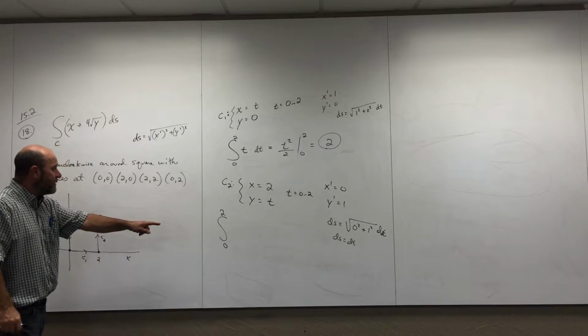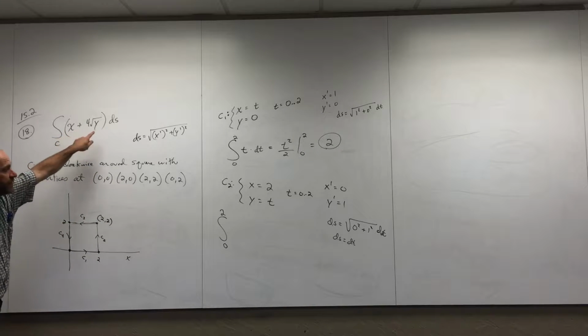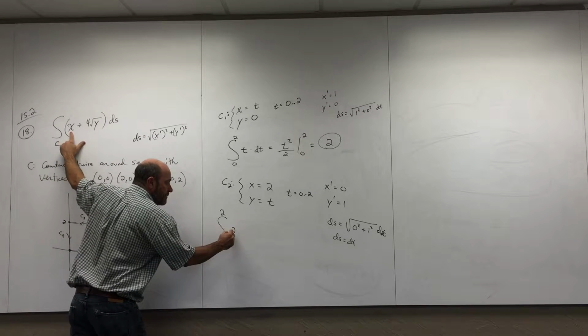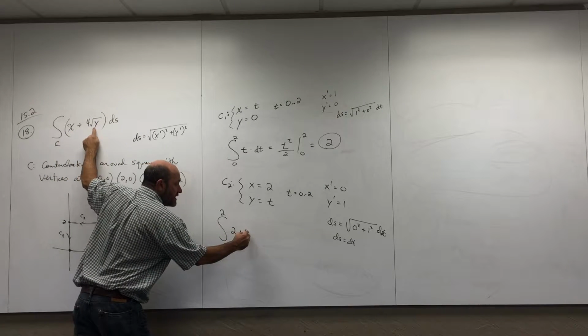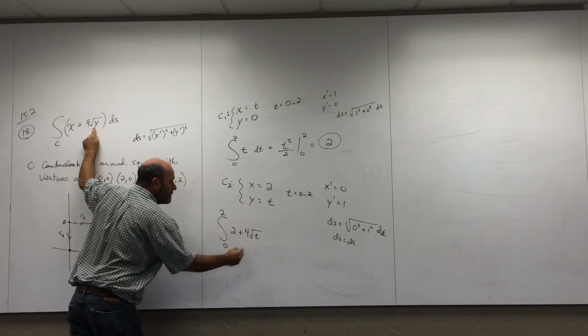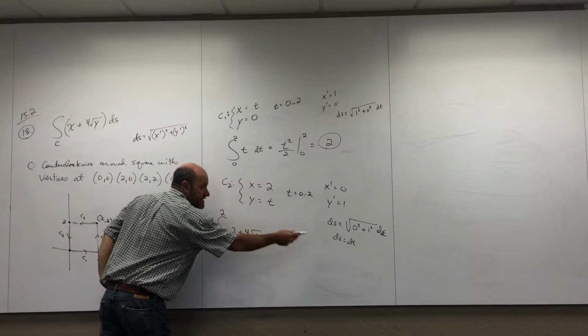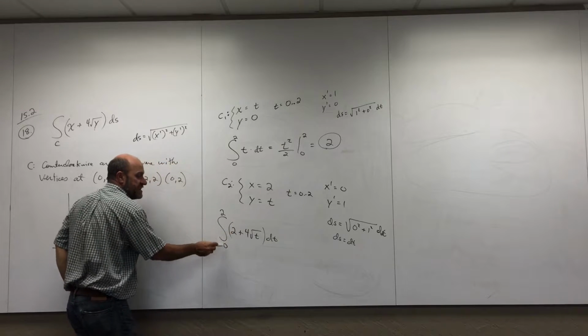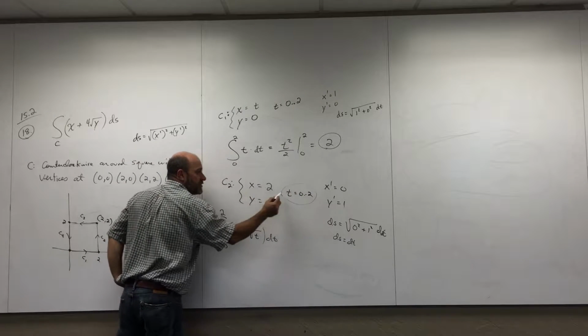What am I doing this time? Oh yeah, this function with the x and the y replaced. Okay, that x is a 2. That y is a t, square root of t. Okay, ds is just a dt. And we said 0 to 2 because that's my values for t.